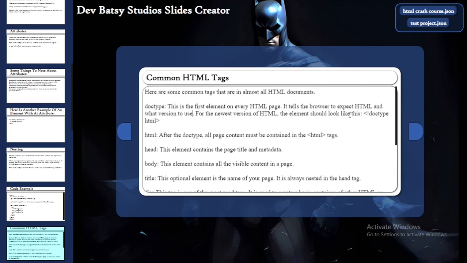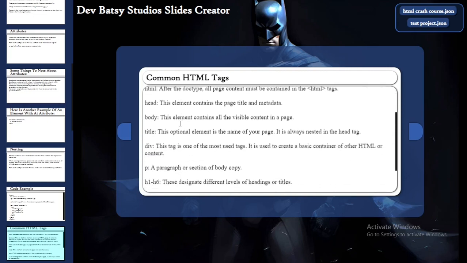Right, for the newest version of HTML, the element should look like this. I think the newest version of HTML is HTML5, right? Since you are currently using HTML5, this is what represents HTML5, so you must put it this way. You must put this exclamation mark, and then you put this statement, doctype. I think it's mostly in capital letters, and then you put html after it. Just type html there. This tells the browser this is HTML5.